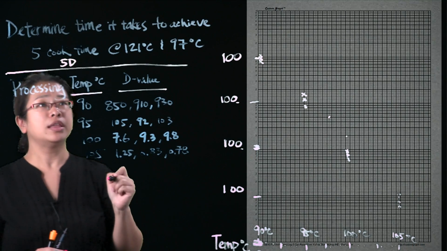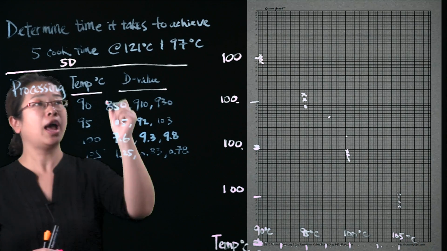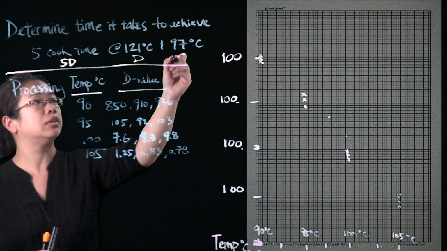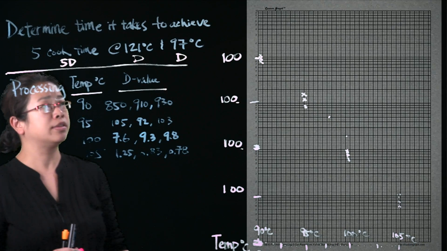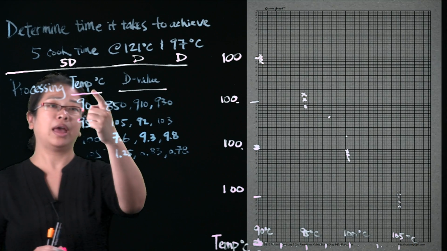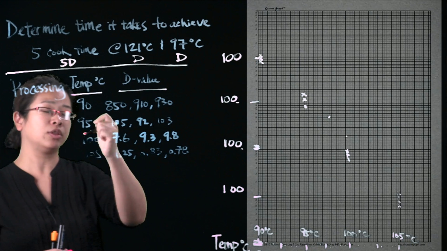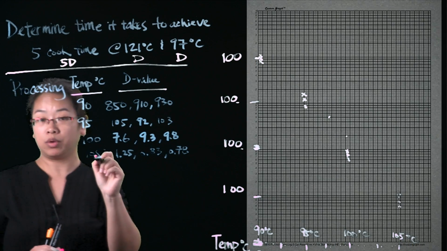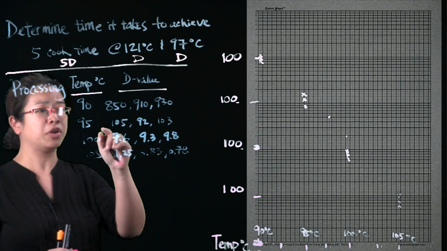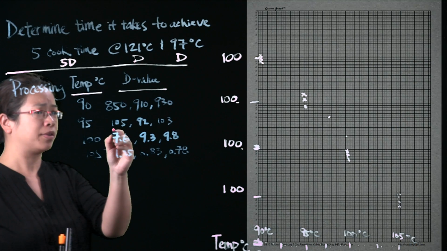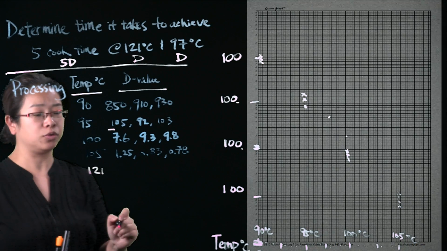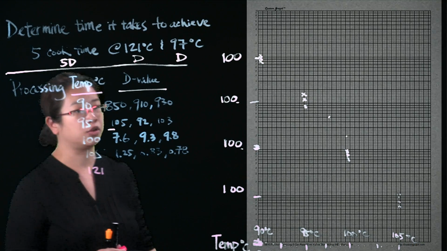So with 5D, we now need to determine the D value at 121 degrees Celsius and also the D value at 97 degrees Celsius. We have the experimental data at 90 degrees Celsius, 95, 100, and 105. We have done it in triplicate. We've got D values at 90 and 95. We can guess that at 97 the number is somewhere in between. For 121, we will need to do some extrapolation based on the data curve.